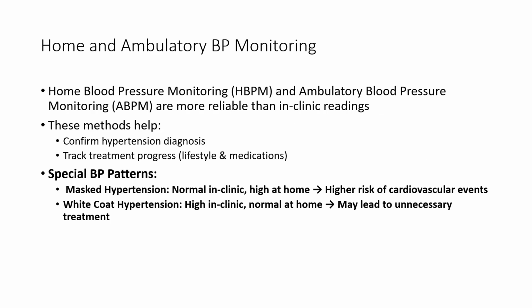One way to do this is home and ambulatory blood pressure monitoring. This is very reliable and often more reliable than in-clinic readings if the patient is doing it correctly. This is going to help us confirm our diagnosis of hypertension, but it's also going to help track the treatment that we have our patients on.